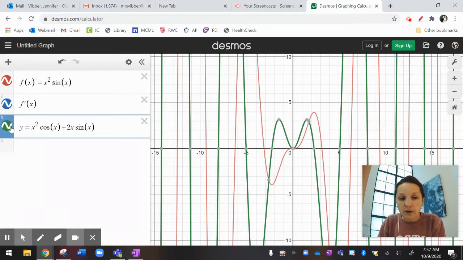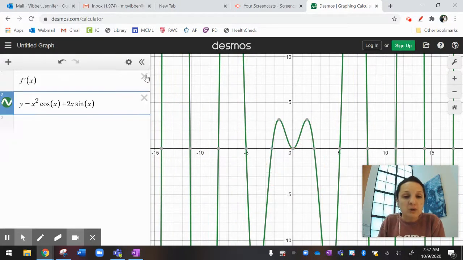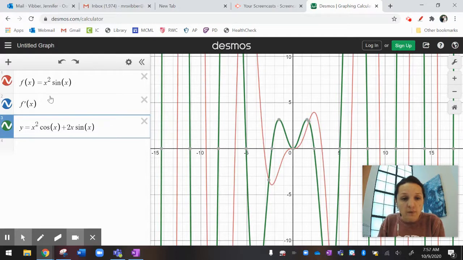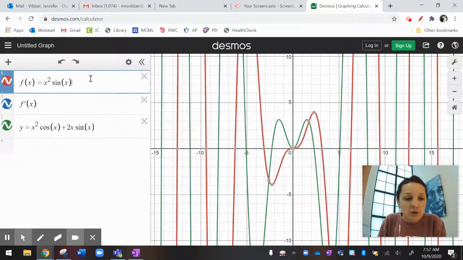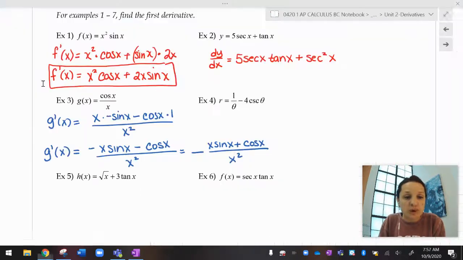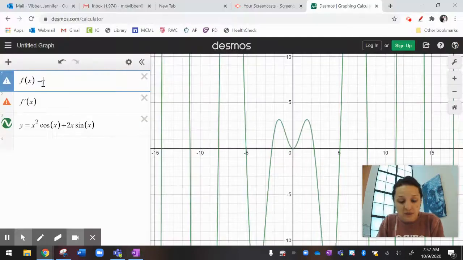And then I can turn this on and off. There's the blue, there's my green, and they are exactly the same. Yay. So I know I got my derivative right. Cool, cool, cool. And then we can do that for the other ones also. I didn't mean to delete that. I'm going to change this instead of x squared sine x to 5 secant x plus tangent x.